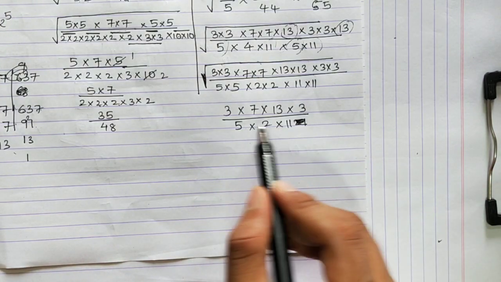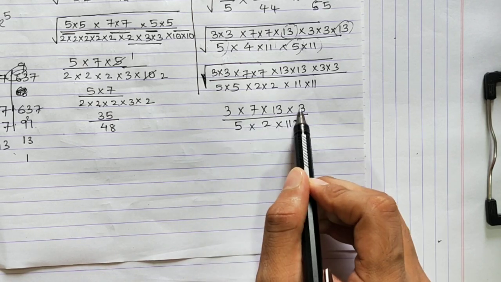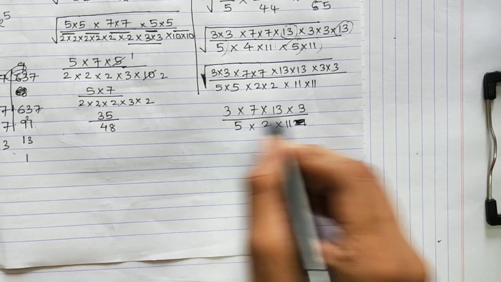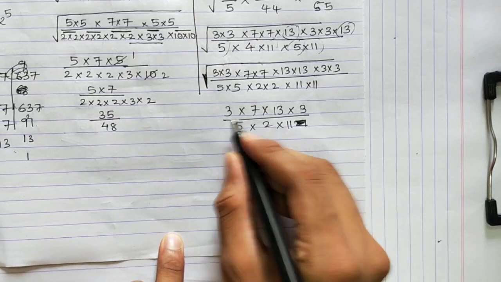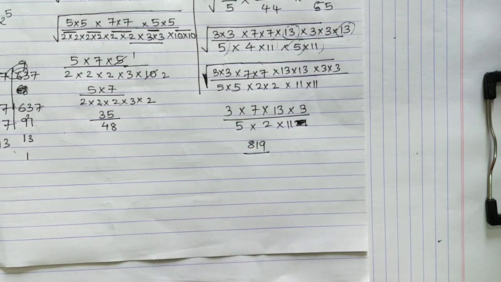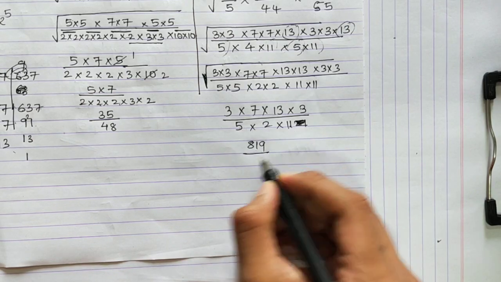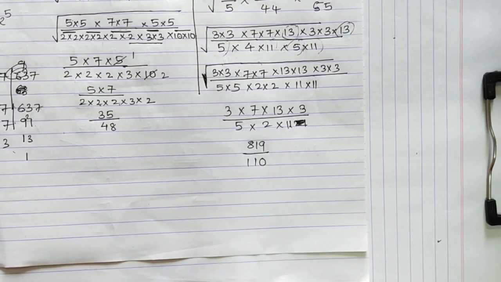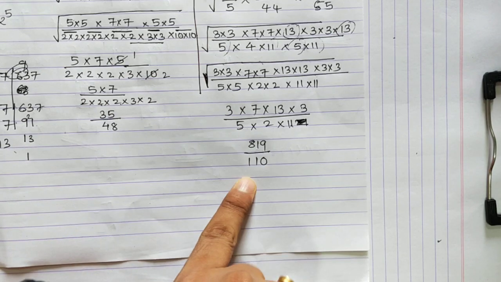So let's multiply this. 3 into 7 is 21, 21 into 39 is, when you multiply these four numbers you will get 819. Okay, try to multiply and see whether you get the answer correct. And when you multiply 5 into 2 into 11, this is 110. Now we'll have to write the answer in mixed fraction because this is an improper fraction.